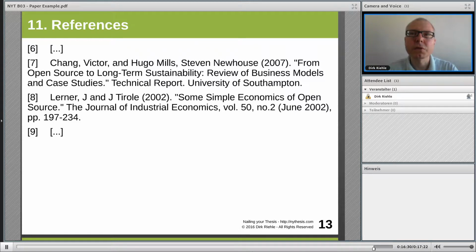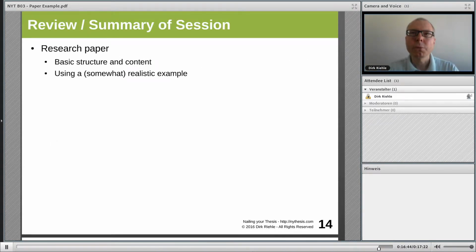And finally, there are the references. We will look at how to find this research work. We will look at how to cite it and how to format it to put it into this final references section of a paper. Well, what did we learn?